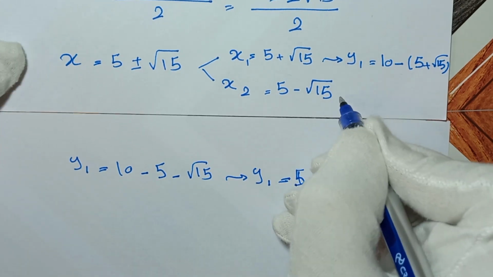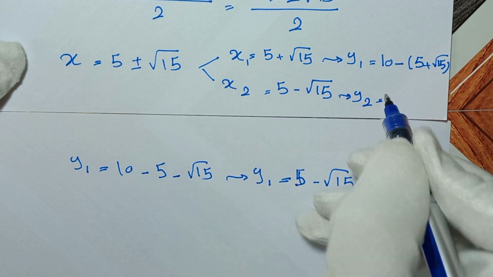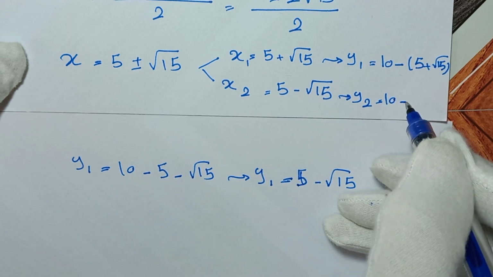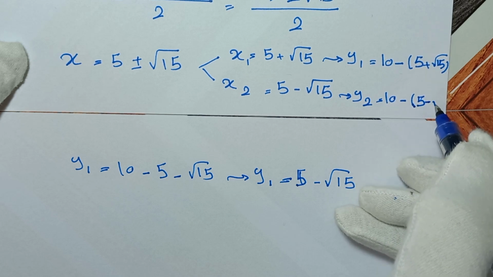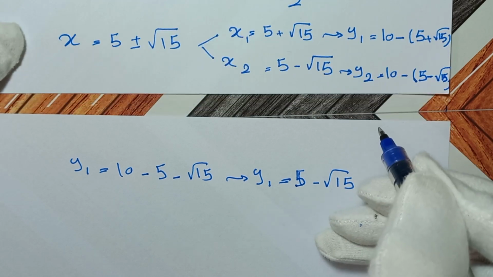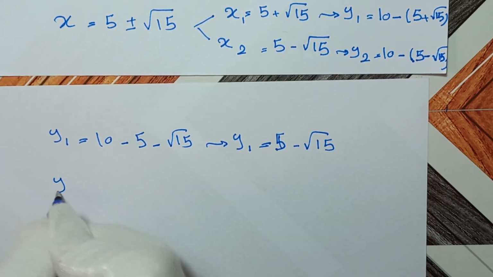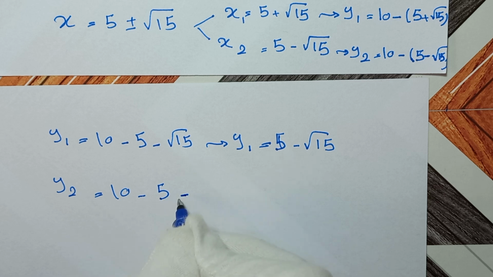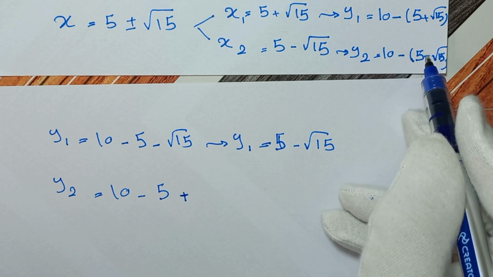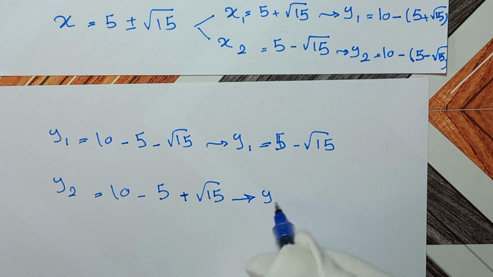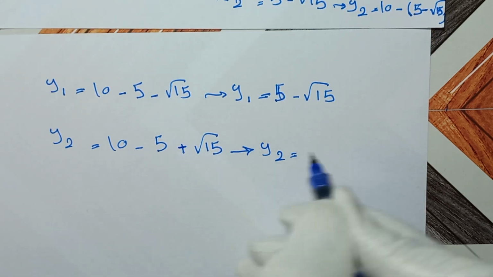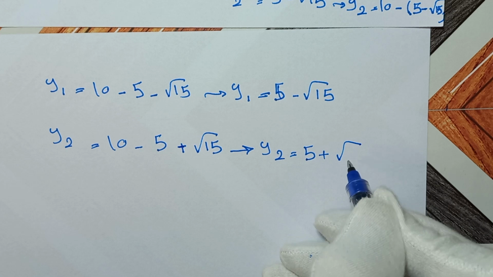Also from here, y2 is equal to 10 minus x. x is 5 minus square root of 15, right? So in here, it will be y2 is equal to 10 minus 5 minus, negative times negative to positive, so plus square root of 15. It will be y2 is equal to 10 minus 5, it will be 5, and plus square root of 15.